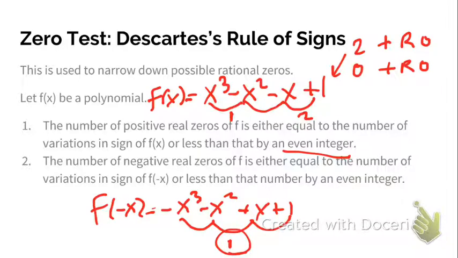So the number of negative real zeros will equal 1 or be less than that by an even integer. So if you subtract 1 by an even integer, subtract 1 by 2, you get negative 1. But there can't be a negative amount of real zeros, which means there has to be exactly one negative real zero. Alright, so that's the key thing, less than that by an even integer. So if you have an odd number of sign changes, then there's going to be one of those either positive or negative real zeros, depending on whether you're looking at f of x or f of negative x.